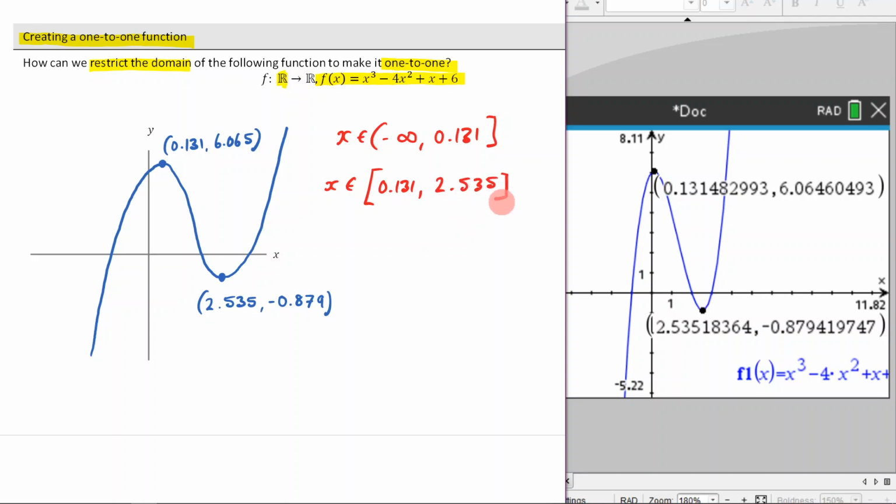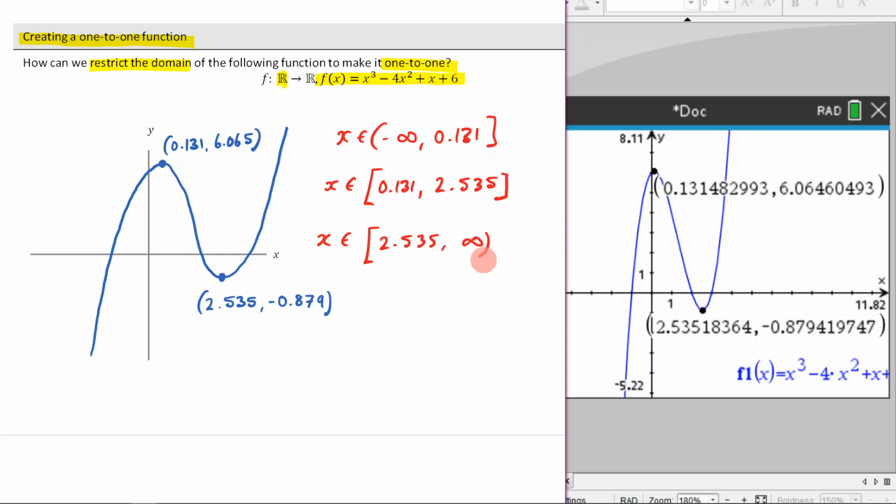Could I restrict it in another way? Absolutely. What if I got rid of these points right here and now just had this section? Well, now when I draw a horizontal line, I only ever intersect it once. So yet again, I've done it. So let's bring everything back and let's write that in. So when x is an element of, this time I'm starting at 2.535 and I'm going to infinity.